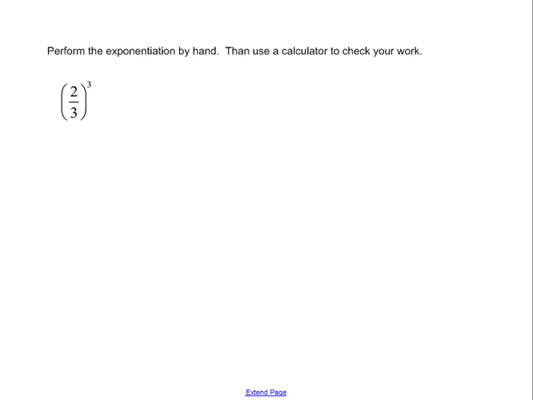Perform the exponentiation by hand. Then use a calculator to check your work. So here we have a fraction, 2/3, that's being raised to the third power. So we want to think about, well, what does that mean?